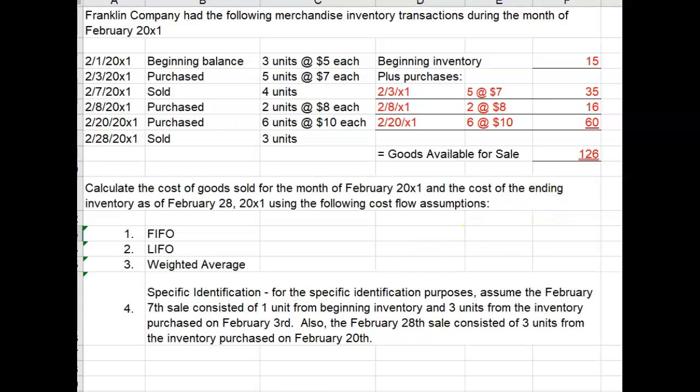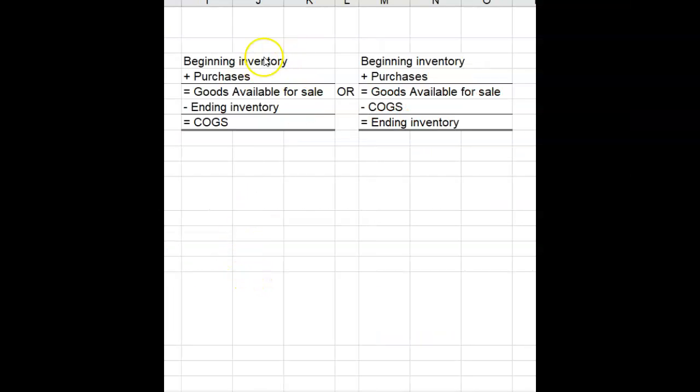I'd like to show you a couple of really important calculations for Chapter 5. Beginning inventory plus purchases equals goods available for sale. And that makes sense. I had 10 pens on the shelf at the beginning. I purchased 5 more. I've got 15 pens available for sale. Although this is not in quantity as it is in dollar amounts for those inventories.